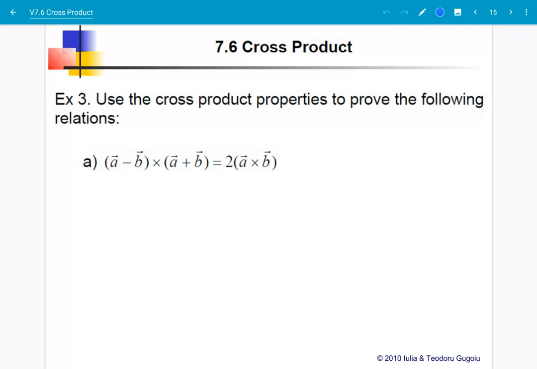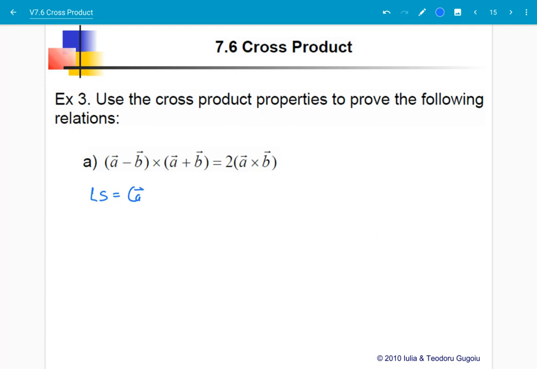Use cross product properties to prove the following. Now there's 4 proofs here. We're only going to do A and C. B and D I've been skipping for a while. Even this one here is only kind of interesting. But anyways, let's start with the left side.